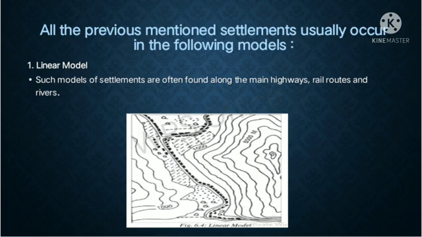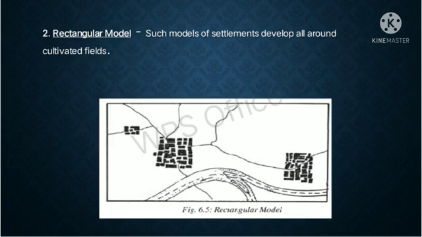Such models of settlements are often found along the main highways, rail routes, and rivers. Rectangular model. Such models of settlements develop all round the cultivated fields. So you can see in the picture the rectangular model of settlement.